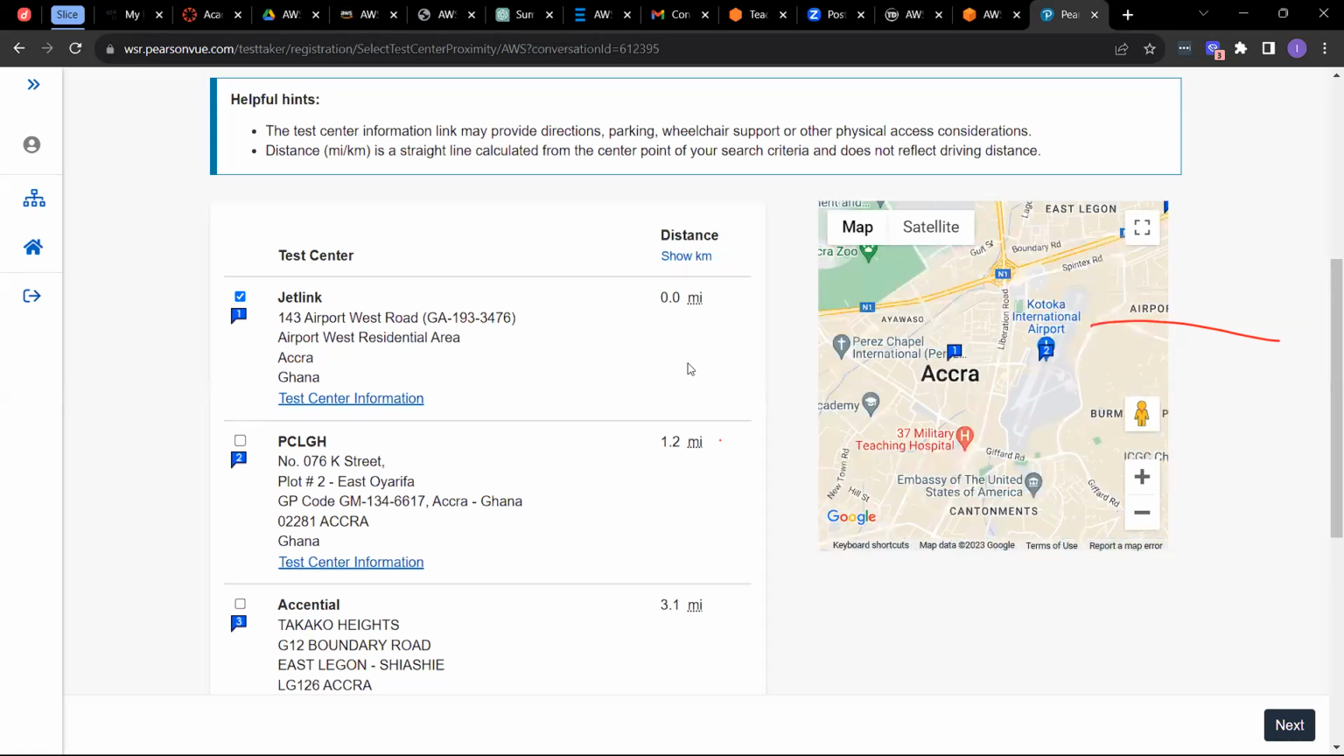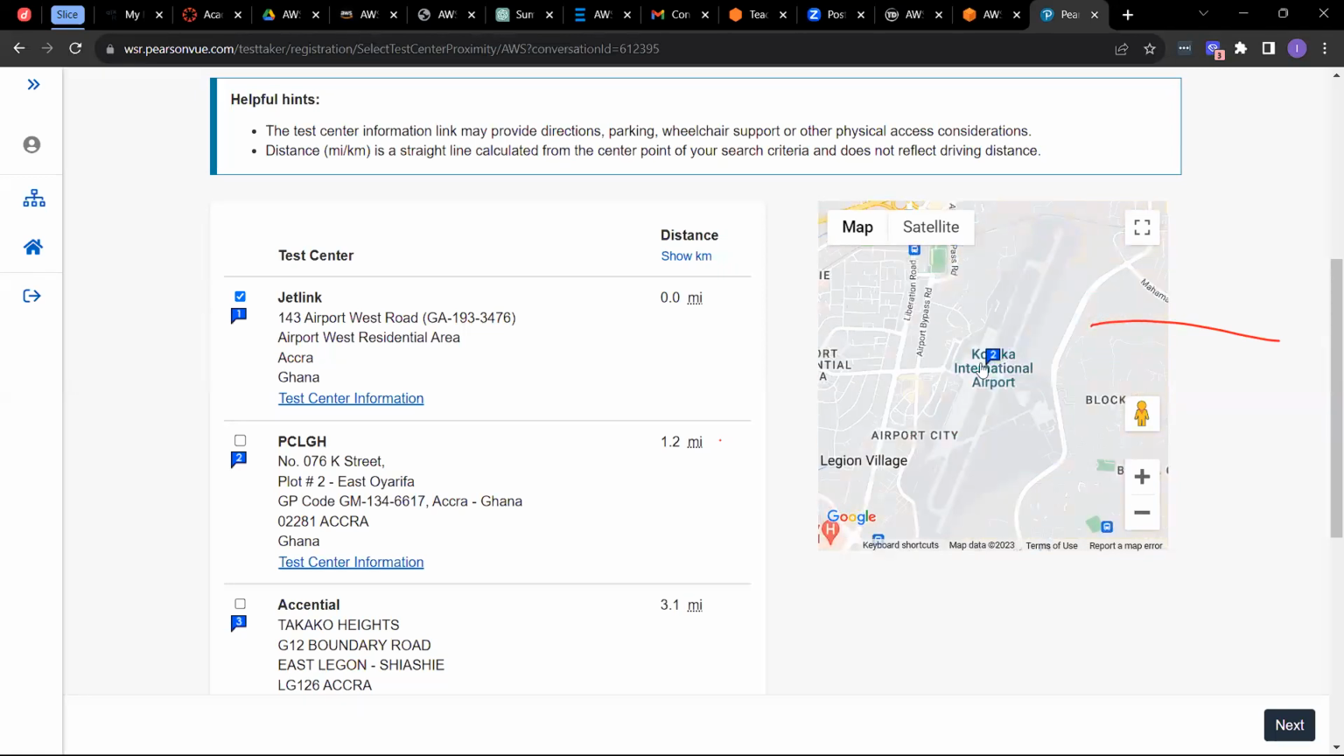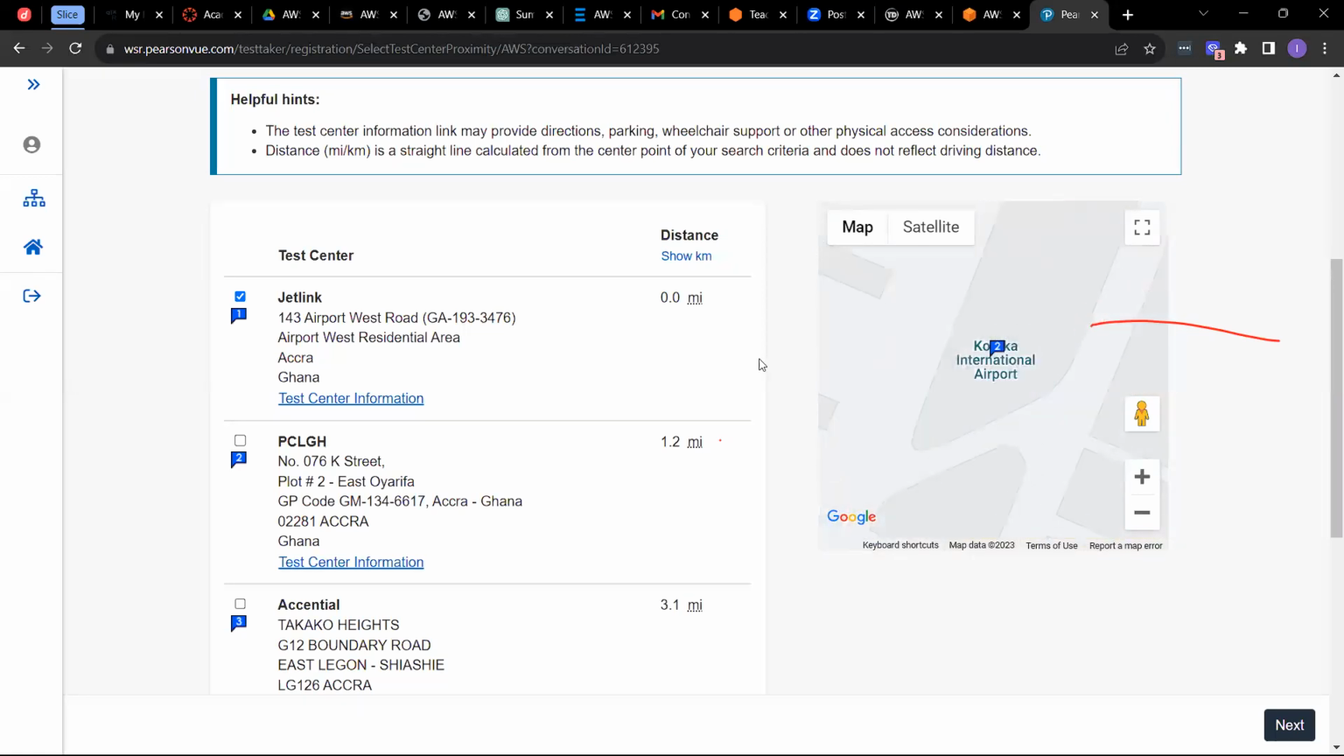I see. But they only sent the link for PCLGH, and the one I referred to there. No? So I figured it's the 3 pay. You see the number 2, they say it's Kotoka International Airport. But what you see here is East Oyarefa. Charlie.